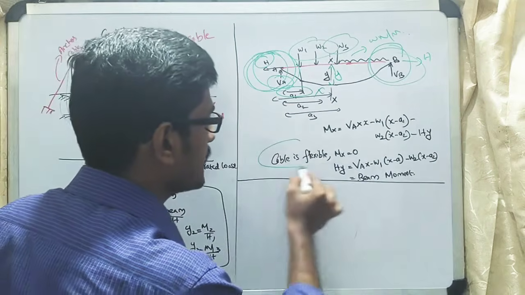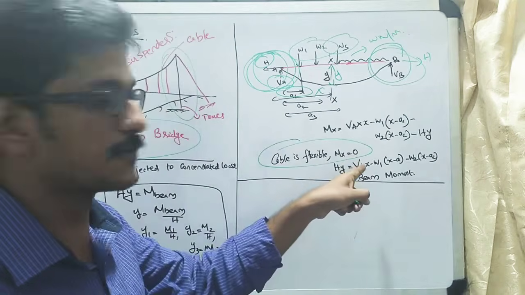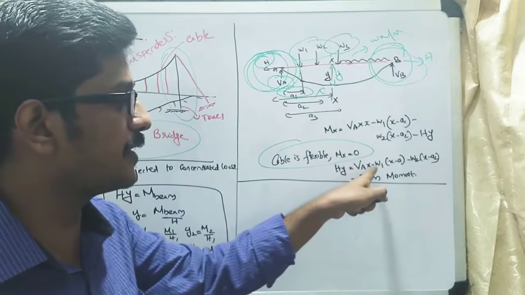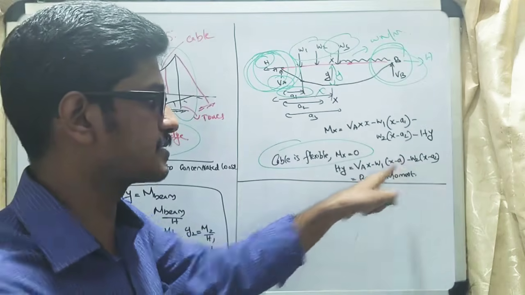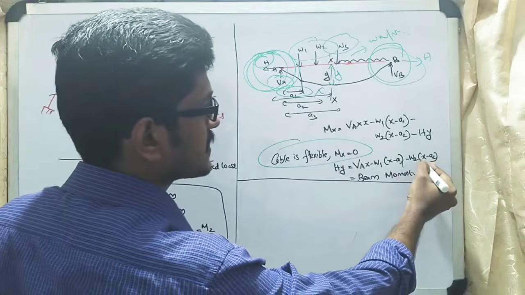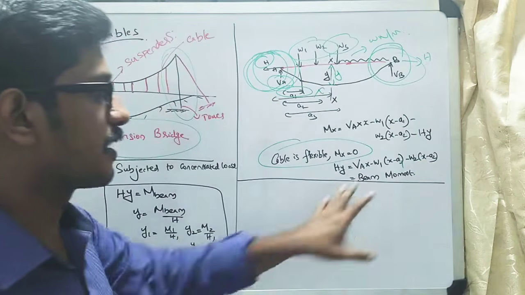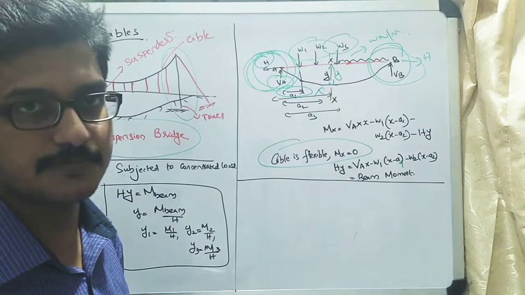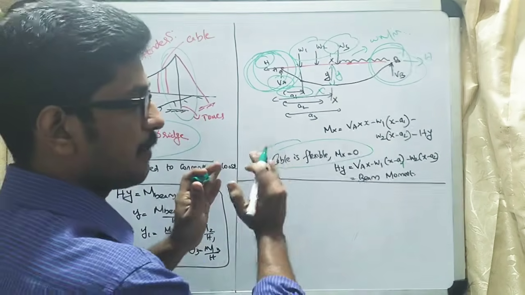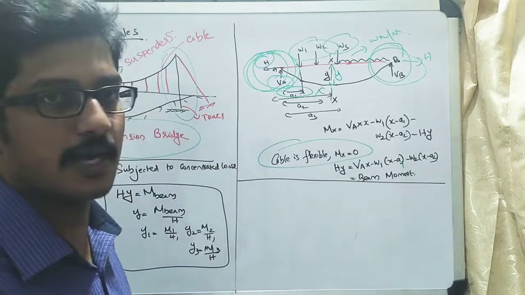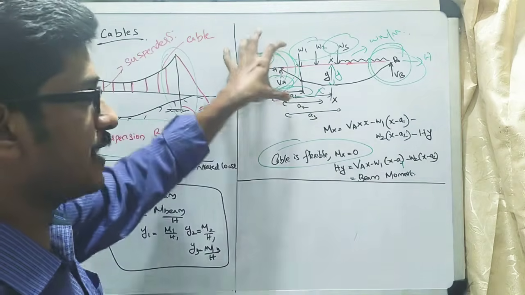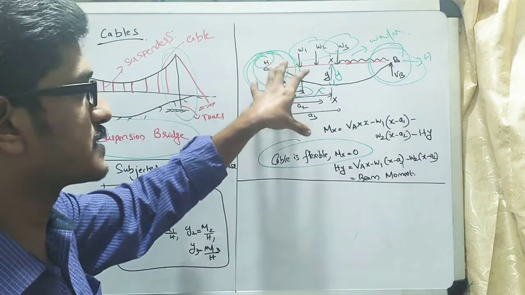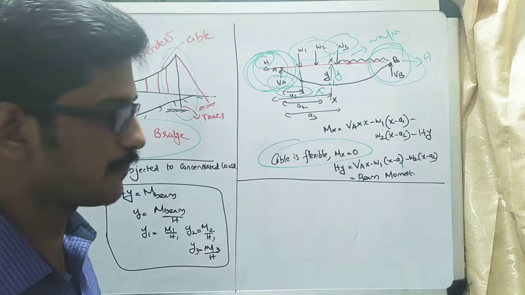And we know that the cable is flexible, so Mx equals 0. So we can write Hy equals Va into x minus W1 into (x minus A1) minus W2 into (x minus A2). And this we can consider as the beam moment at this particular position. Okay, this is a particular terminology. Here we are going to consider this horizontal thrust. That is the main important point here.